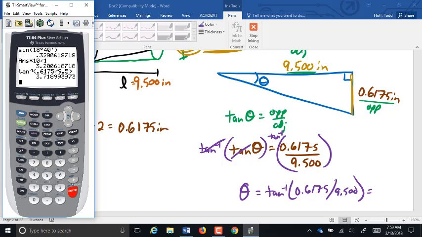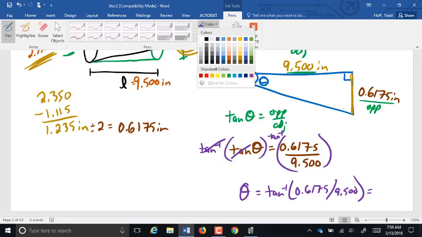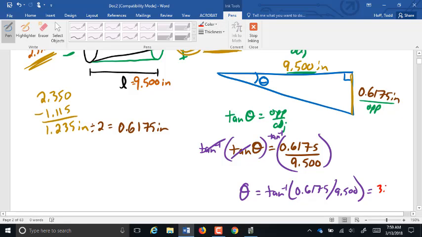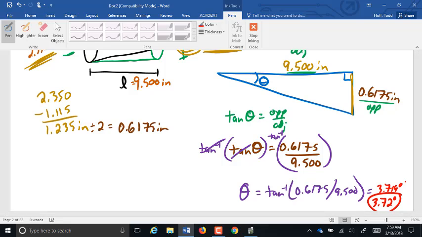I get 3.719 degrees. I'd probably round that to 3.72 degrees. Angles are typically rounded, unless otherwise stated, to 2 decimal places. Any questions?